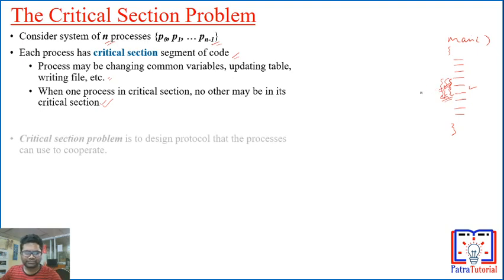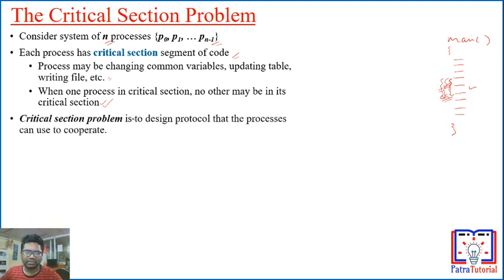So what is the critical section problem? The critical section problem is to design a protocol that the processes can use to cooperate. We have to design an algorithm or protocol that the processes can use to cooperate among themselves and access the critical section in such a way that there will not be any data loss, data redundancy, or deadlock scenario. That is what the critical section problem is.